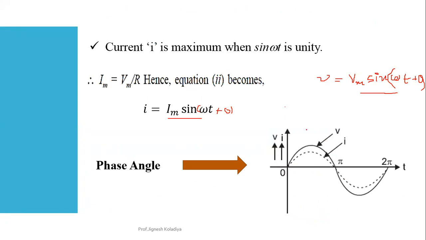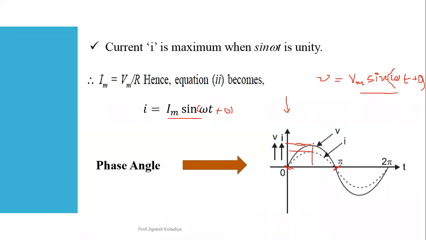So you can see the waveform. This outer one is my voltage waveform, Vm sine omega t, and this dotted line is the current waveform, that is Im sine omega t. Magnitude is different, means peak value of voltage and current is different, but the instant at which it attains the maximum value, the instant at which it crosses the zero value, again reaches the zero value, all are same.